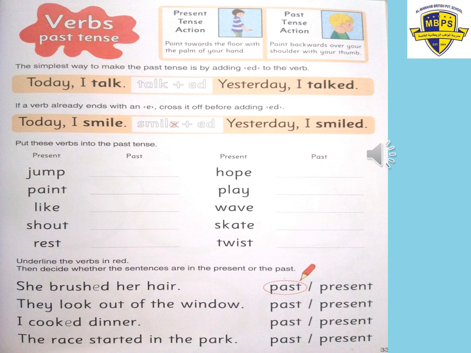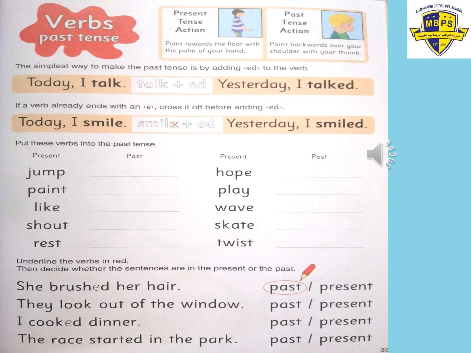Okay? The simplest way to make the past tense is by adding ed to the verb. Today I talk. So the verb is talk plus ed. It will be talked. Excellent. Yesterday I talked. I'm saying yesterday. Yesterday means it finished. I talked and finished. If a verb already ends with an e, cross it off before adding the ed.